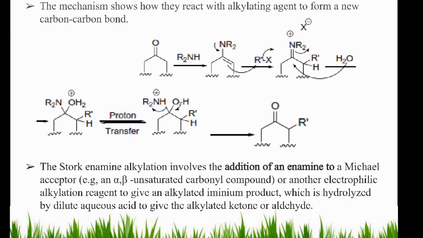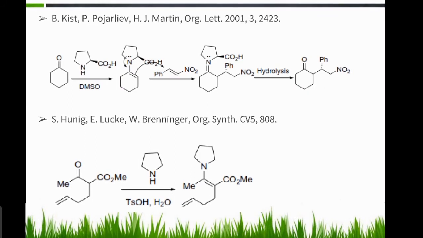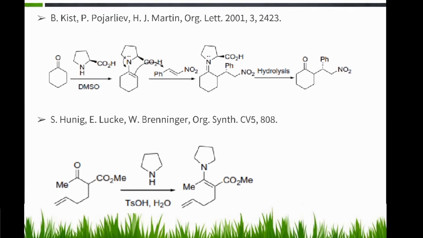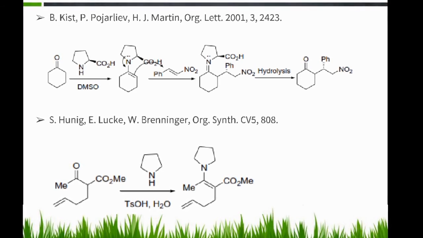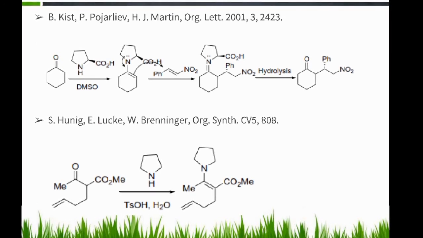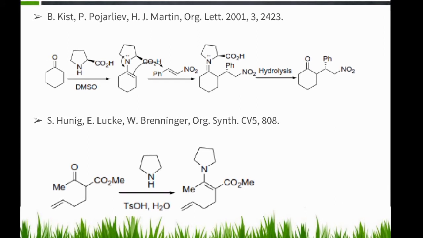So there are a few examples. This is one example. Here actually DMSO is used and pyrrolidine is used. And the second example is this. These two are typical examples for Stork enamine reactions.